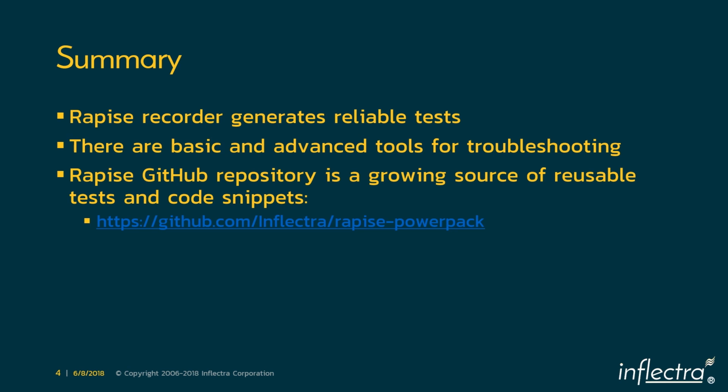Thanks for watching today's webinar. And in summary, the Rapise recorder generates reliable tests during recording. But if things do go wrong, there are lots of tools within Rapise to help you find the cause of that and fix your tests. Also, when you're writing your tests, don't feel like you have to do it by yourself. We have an amazing repository of reusable test elements called the Rapise Power Pack, which is all available on our GitHub repository. So feel free to use those as we demonstrated in the example. Thanks so much for watching.